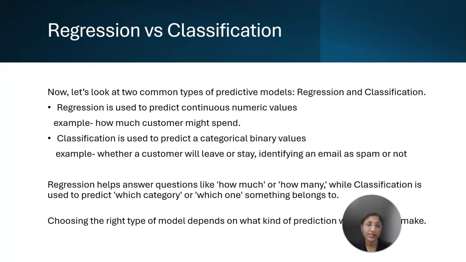In other words, we can say regression helps answer questions like how much or how many, while classification is used to predict which category something belongs to. Choosing the right type of model depends on what kind of prediction we are doing.